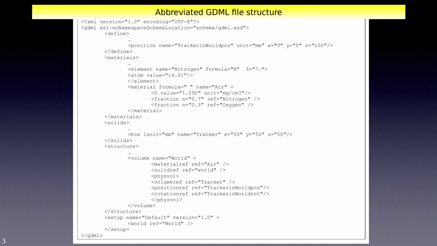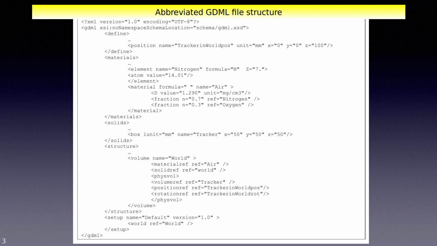Here is an abbreviated look at a GDML file. It starts with a define section that introduces named constants for subsequent use. Then there is a materials block that contains the definitions of all the materials that will be used. The solids block defines all the solids that will be used in the geometry. GDML defines about 30 different solids.